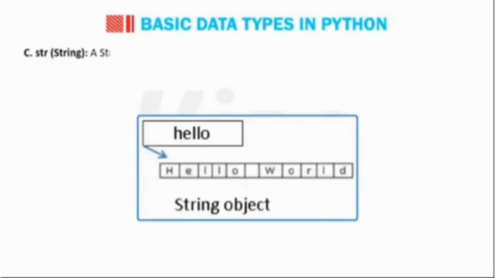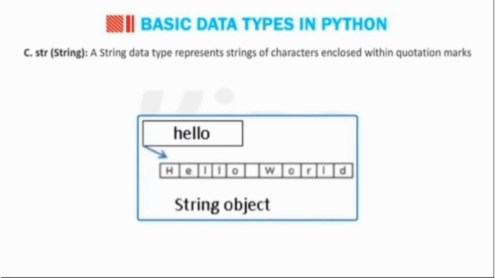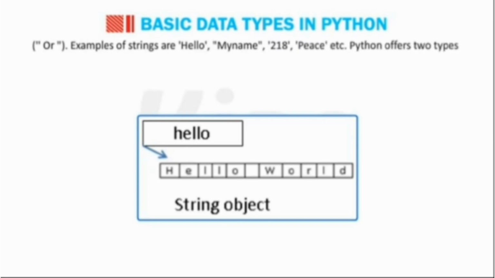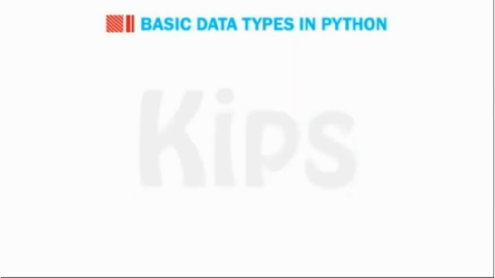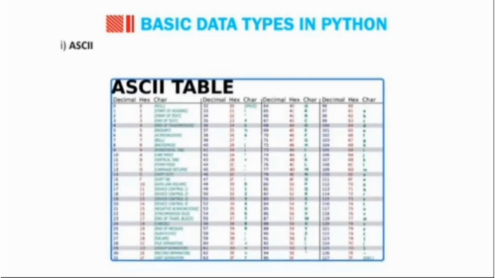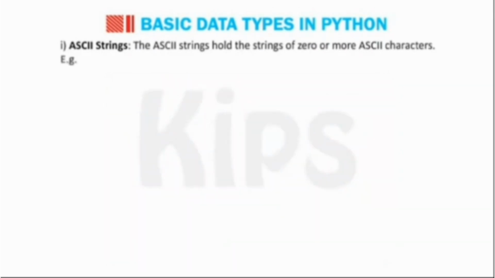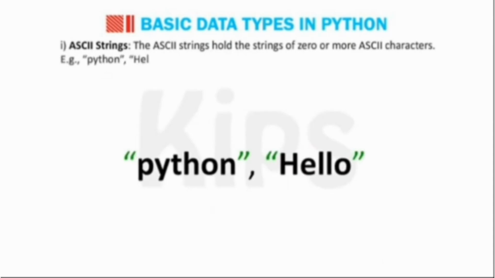C. String. A string data type represents strings of characters enclosed within quotation marks, single quote or double quote. Examples of strings are 'hello', 'my name', '218', 'peace', etc. Python offers two types of string values. Number 1, ASCII strings. The ASCII strings hold the strings of 0 or more ASCII characters. Example, 'Python', 'hello', etc.